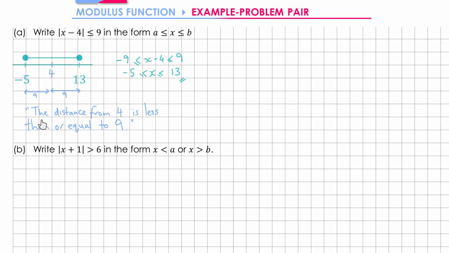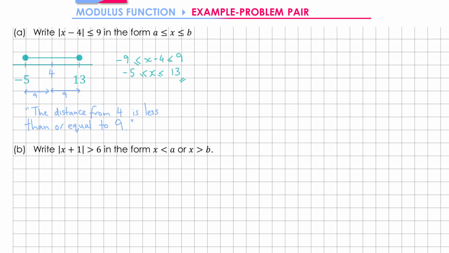So what I've written here is the distance from 4 is less than or equal to 9. And that statement there is another way of interpreting this modulus inequality up here. If we have x minus something, whatever that value is, we're saying the distance from that value is less than or equal to whatever we have on the right hand side.